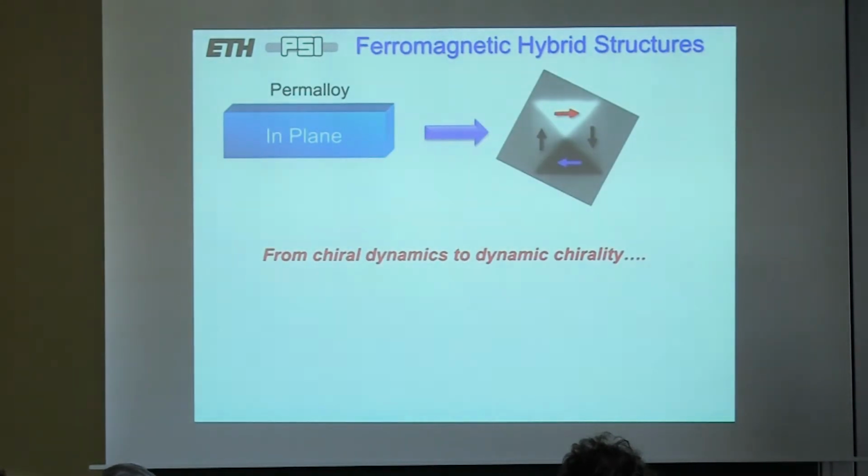So that was chiral dynamics. Now I turn to a dynamic chirality, and this is in a vortex state, or a Landau state in a square element. This has 4 triangular domains with the magnetization indicated by the arrows. And in the center, the magnetization is actually pointing out of or into the board.